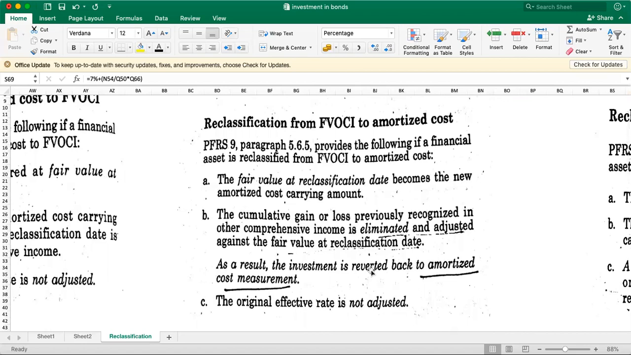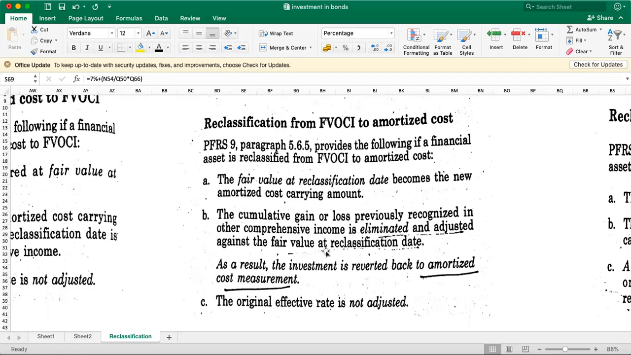So basically, kung ano yung nandoon na carrying amount sa amortization table mo, right? Yun din yung starting point ng amount mo under amortized cost. So you'll just continue the amortization. Okay, so this is the trick here, because the investment is reverted back to amortized cost. So your cumulative gain or loss under OCI is eliminated and adjusted against the fair value at reclassification date. So basically, you adjust it to the investment account.